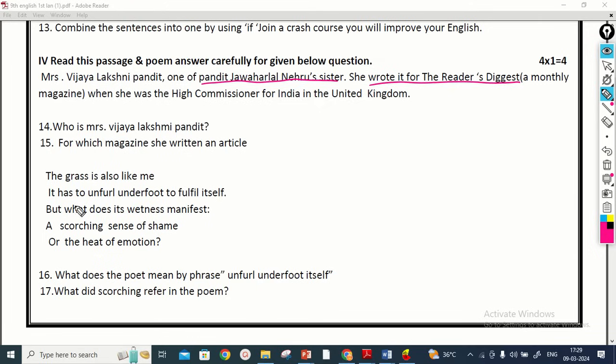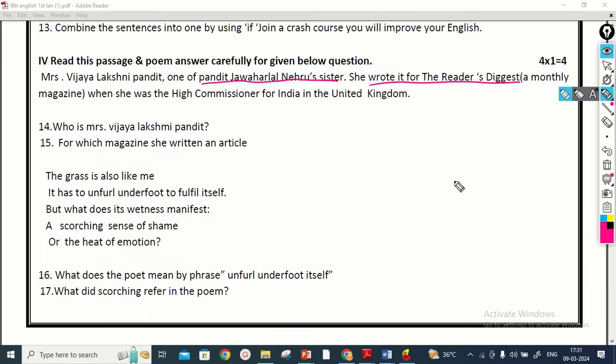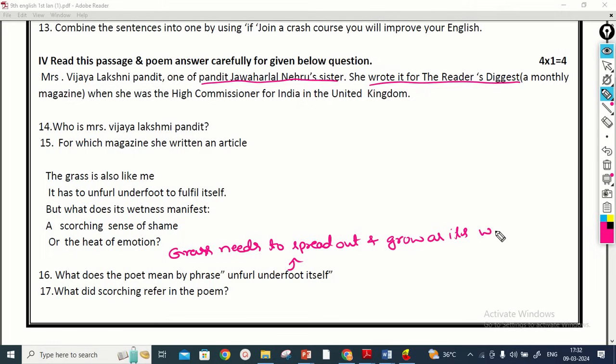Here they given the grass is also like it has no unfurl underfoot to fulfill itself. What does the poet mean by the phrase unfurl underfoot itself? So here the meaning is that the grass needs to spread out. Answer for this question: spread out and grow as it's walked upon. This is the answer for this one.